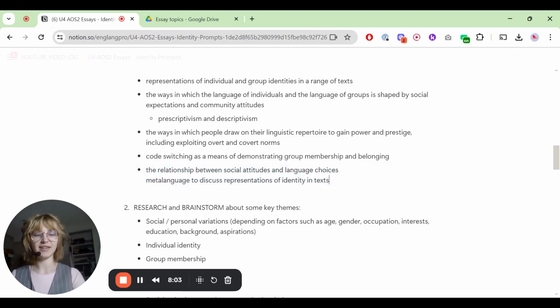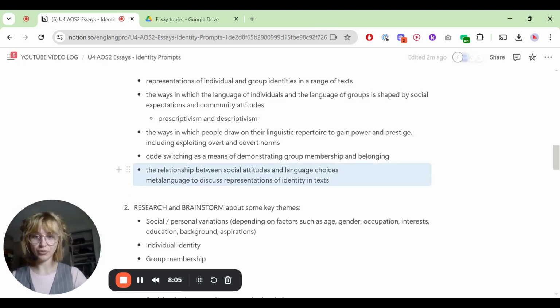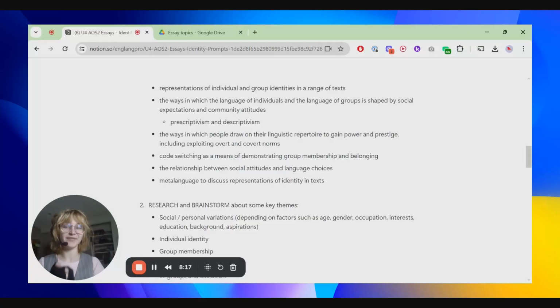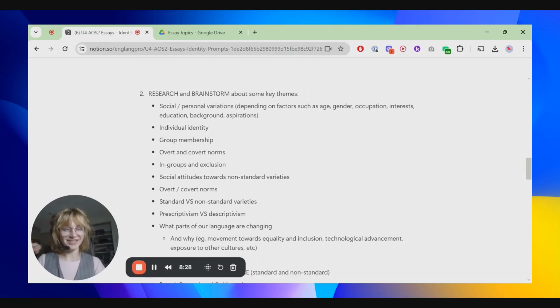So I think this is actually another dot point. Oopsies. So the last one, hopefully you'll pick up as you go. And social attitudes and language choices is very much part of the previous dot points on covert overt norms and prescriptivism and descriptivism. So those are the study design dot points. Let's go on to step 2.